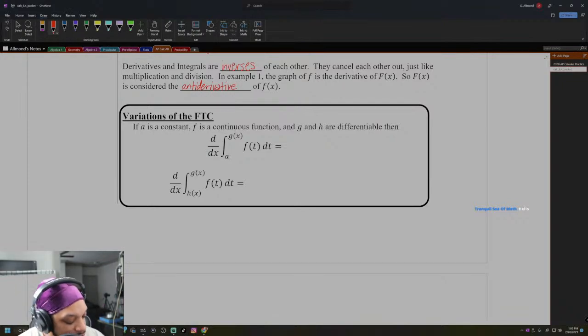Tranquil Sea of Math says hello. What's good, Tranquil Sea of Math?